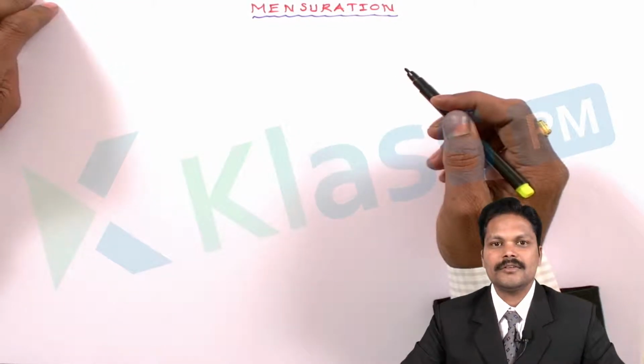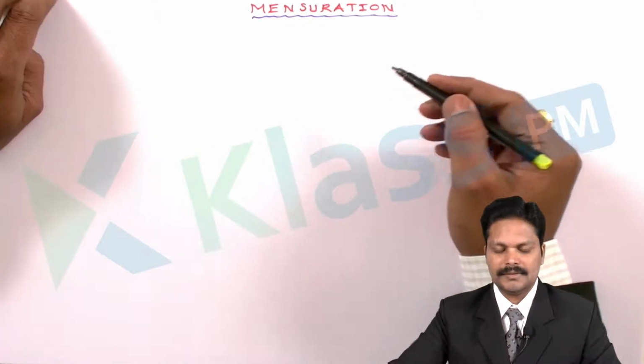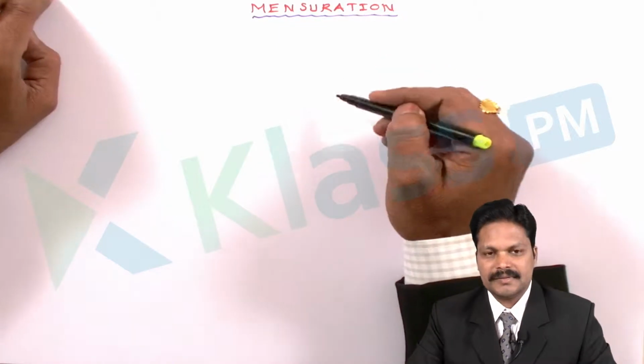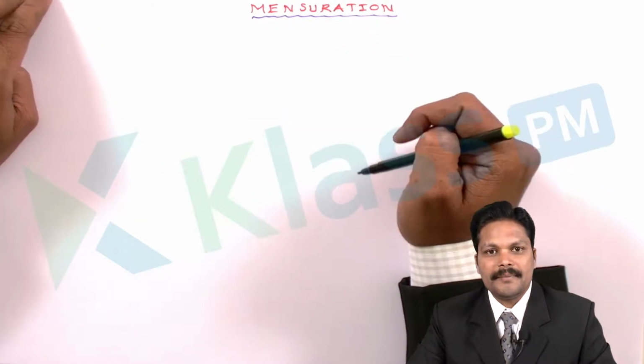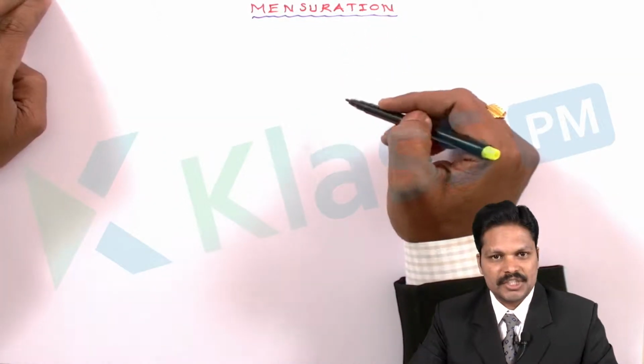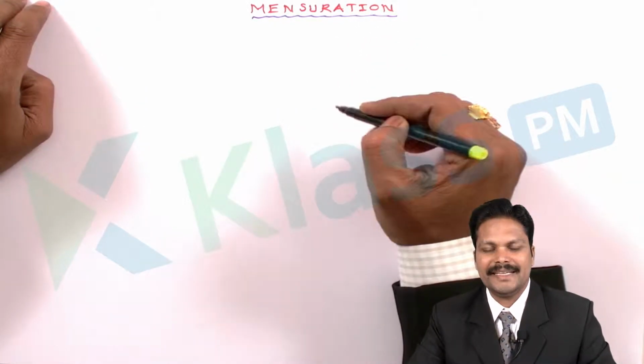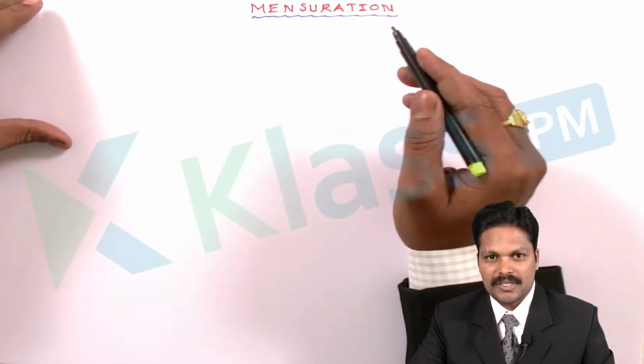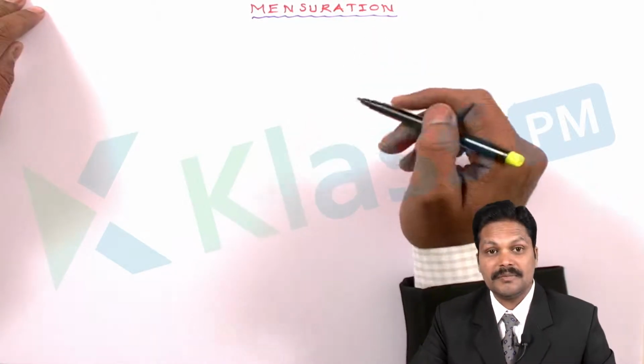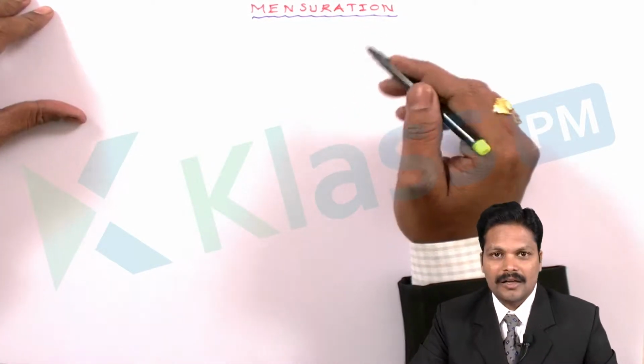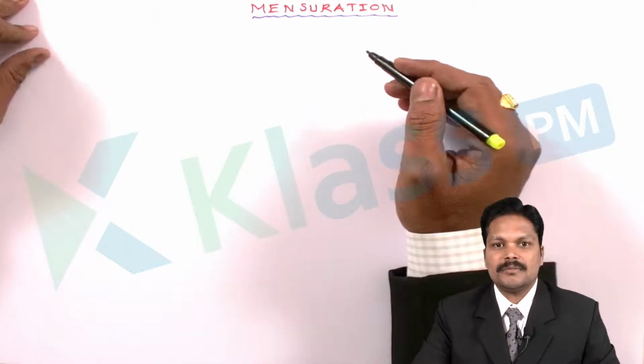Welcome to class. Now we are going to discuss the mensuration topic. In this topic, we already explained some types of dimensions. We have 3D shapes: how to calculate the areas and volumes, and the surface areas, and what is the meaning of slant area, height, all those things. Now we are going to discuss some important problems.